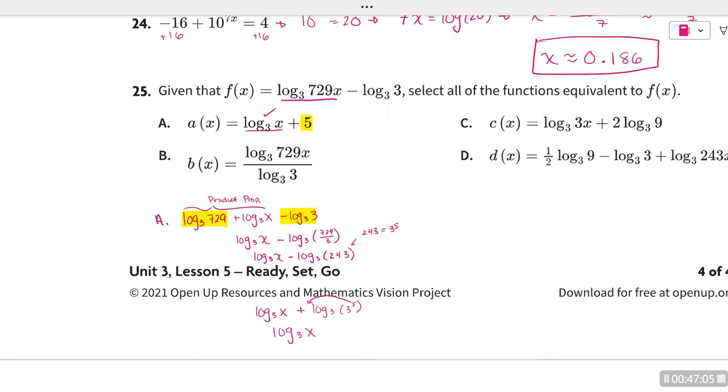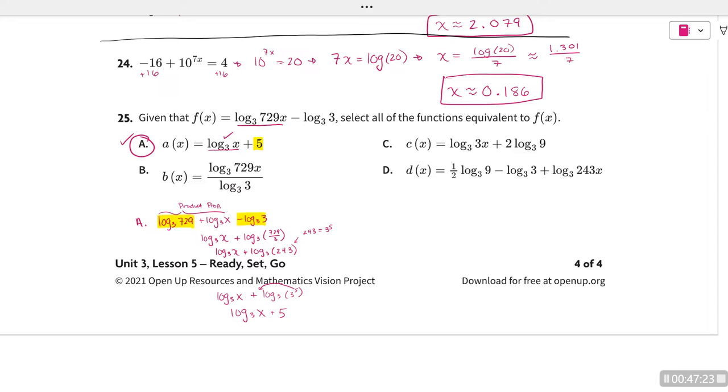Oh, and I wrote minus. This should be a plus. Plus 5, we can just write 5 now. So is A equivalent? Yes. So select all the functions that are equivalent. A is equivalent. So let's look at B.